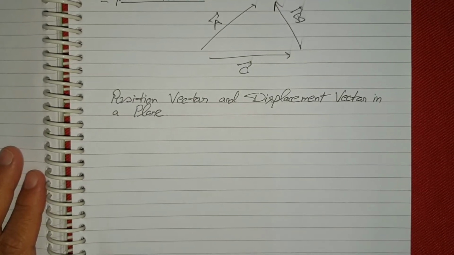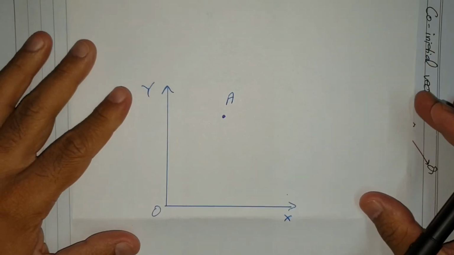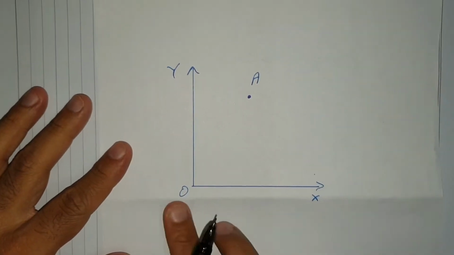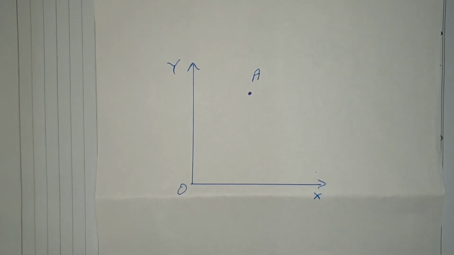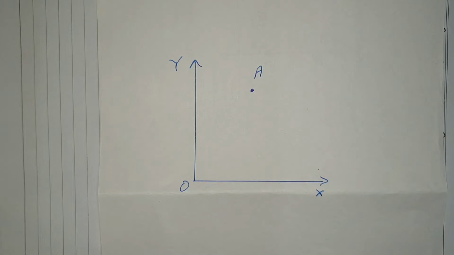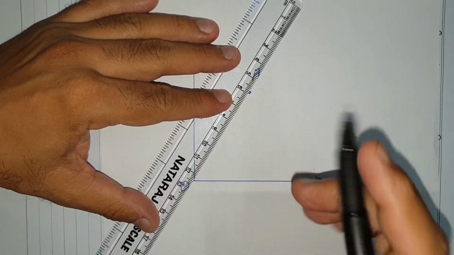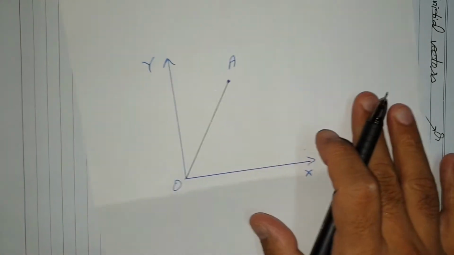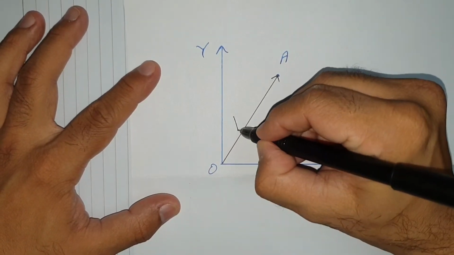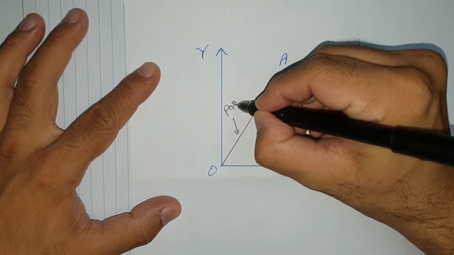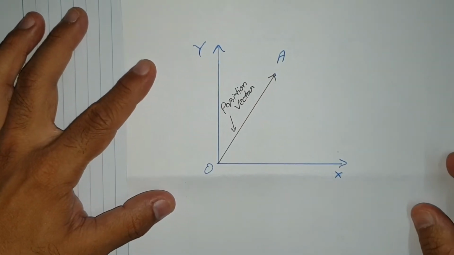Position vector and displacement vector in a plane. Now, take this as a coordinate axis. A is a point on the plane. Suppose we want to have a position vector. So, if we draw a line OA, this OA is called the position vector of A.